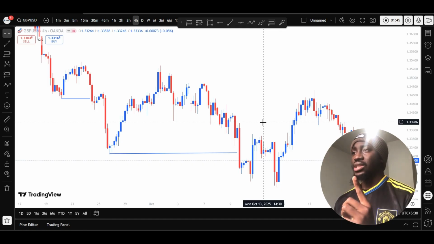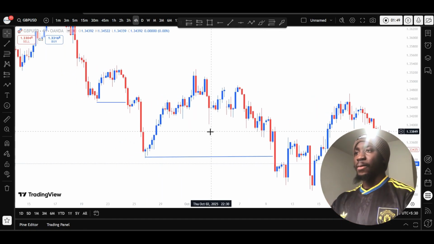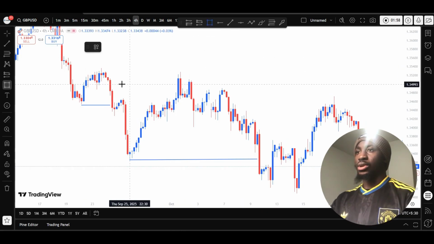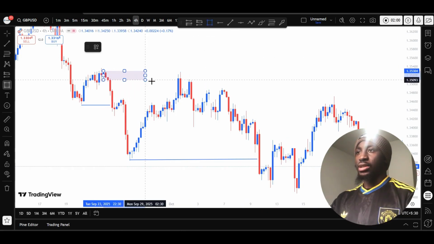Now, what are the confluences of the entries that you're going to watch out for? If you look at this move, you see that as price was coming, it was corrective around here. Now price moved. There's a gap here, so here is your order block. So this area is your order block.